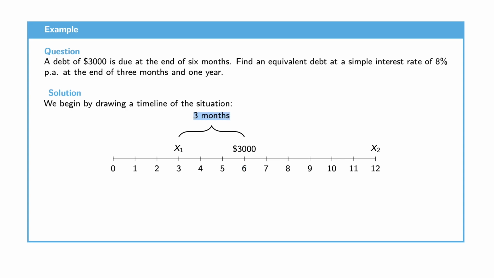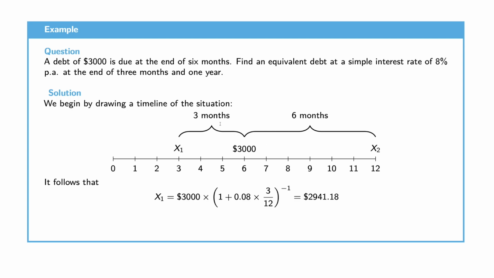Note 3 months, or 3 out of 12 years. Again, we're dealing with an interest rate percentage per annum. Because we're dealing with a per annum percentage, we've got to convert any amounts of time, 3 months, to years, 3 out of 12 years. Or equivalently, we've also got X2, which is occurring 6 months later into the future, or 6 out of 12 years into the future.